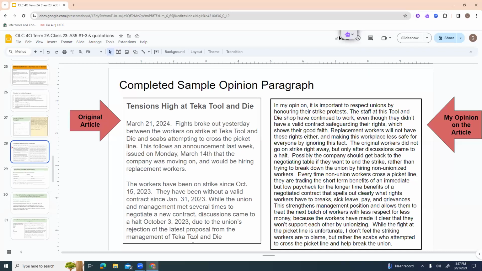While the fight at the picket line is unfortunate, I don't feel the striking workers are to blame, but rather the scabs who attempted to cross the picket line and help break the union. So I just wanted to point out this is not about what I do and don't believe. I'm just trying to show you how to state an opinion. And you can see I'm bringing in a lot of connections to the real world. I'm bringing in my experiences, what I understand about unions, what I've seen happen.